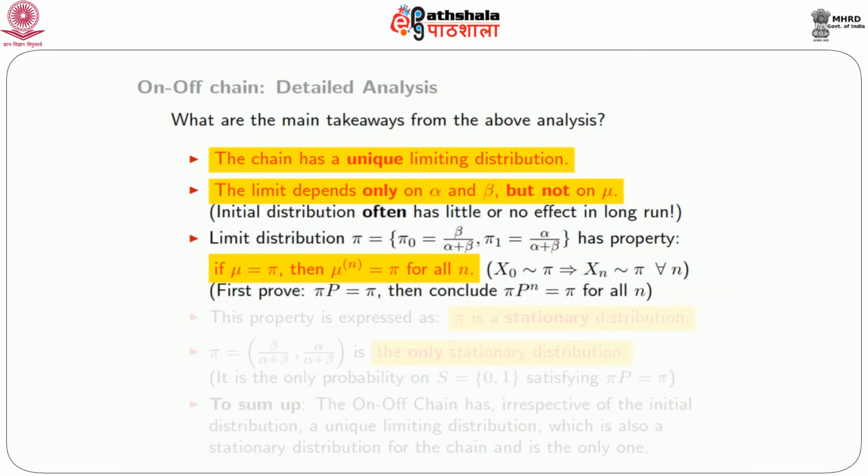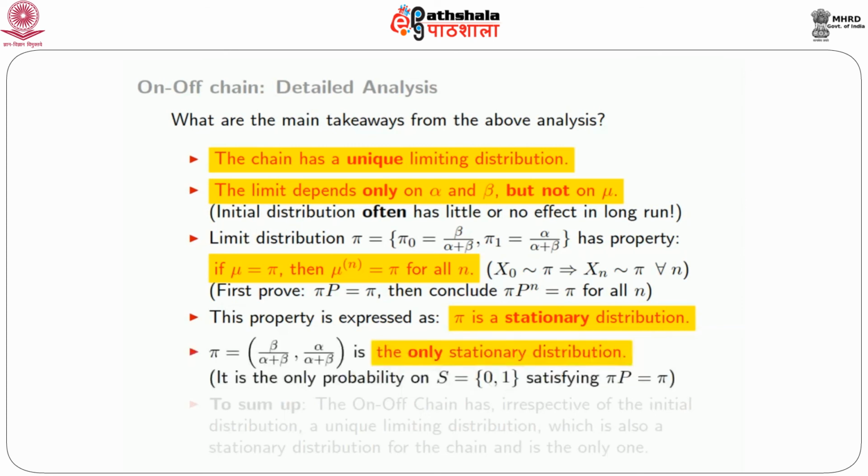To do this, first prove pi P equal to pi, and I'm talking about proving that matrix equation, and then from that you can easily conclude that pi P^n equals pi for all n. Now this property is a very important property. This property is often expressed by saying that pi is a stationary distribution. Secondly, another very interesting observation is that this is the only stationary distribution. That is, this is the only probability on the two-point space {0, 1} which satisfies pi P equal to pi. No other probability will satisfy this.